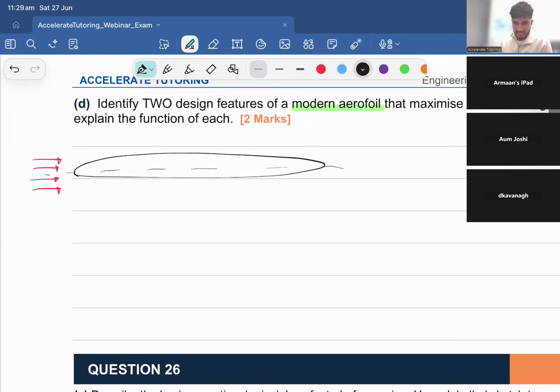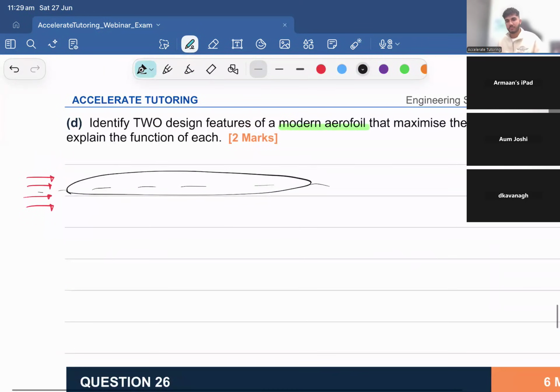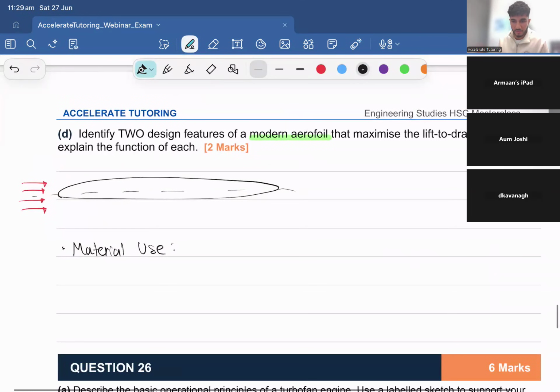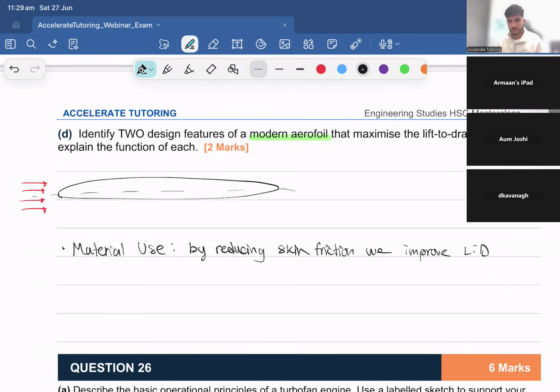In this, the simplest answer is yes, material use is one. For this, you don't have to identify a specific material if you don't know, that's fine, as long as you can explain further on this. By material use, you can say that by reducing skin friction, we improve the lift to drag ratio.